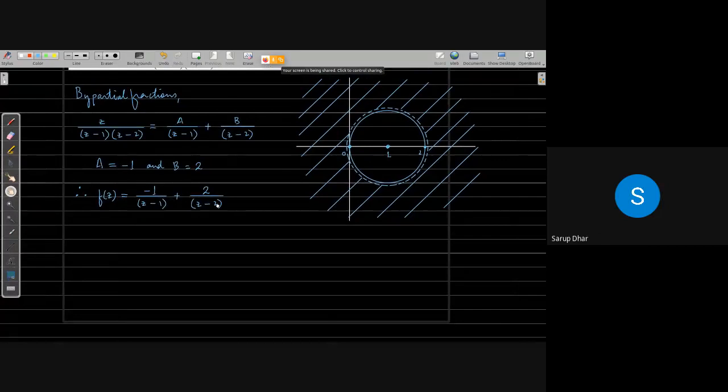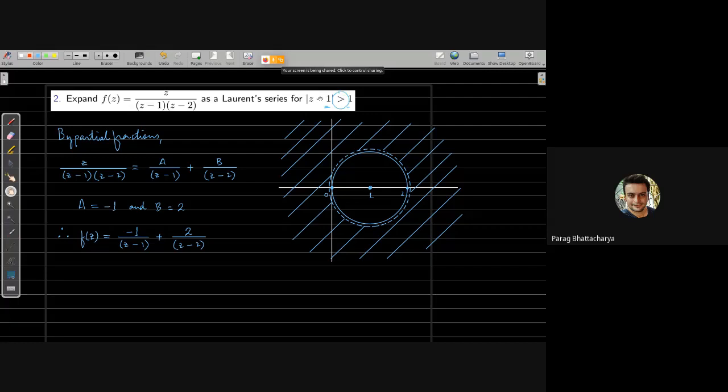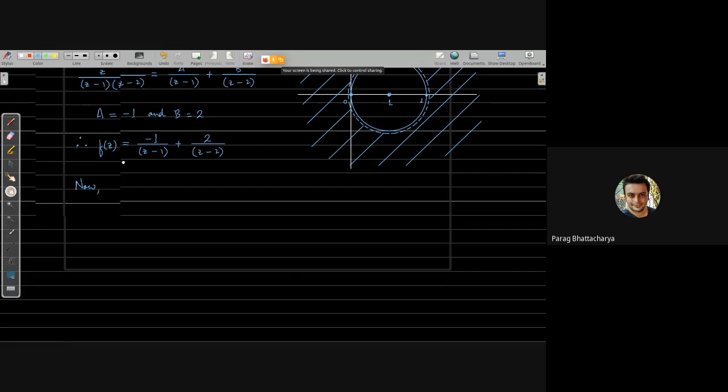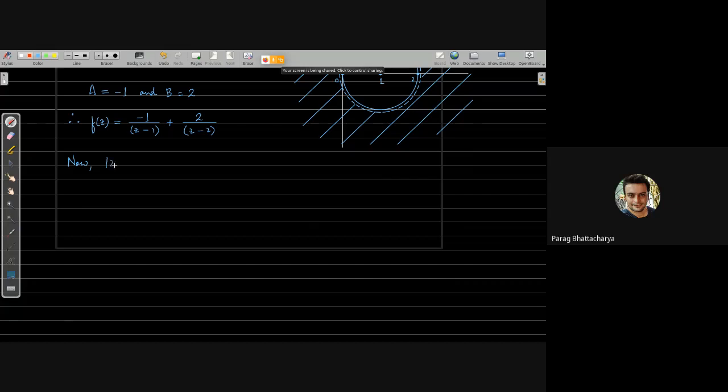Yes, sir. So now the domain condition that we have here is modulus z minus 1 is greater than 1. Now you see there are two parts to it. One part is 1 by z minus 1, and another one is z minus 2. But the domain condition is going to give us the inequality that we're looking for. Let me write this down here. Modulus z minus 1 is greater than 1.